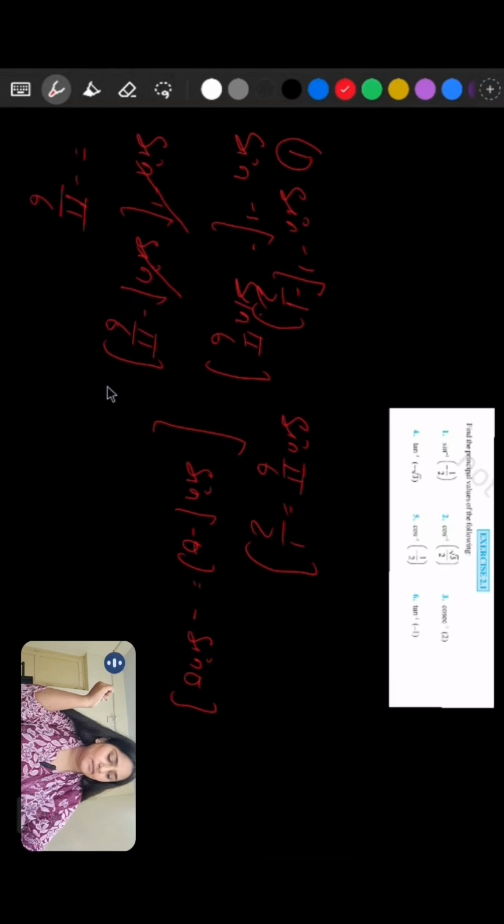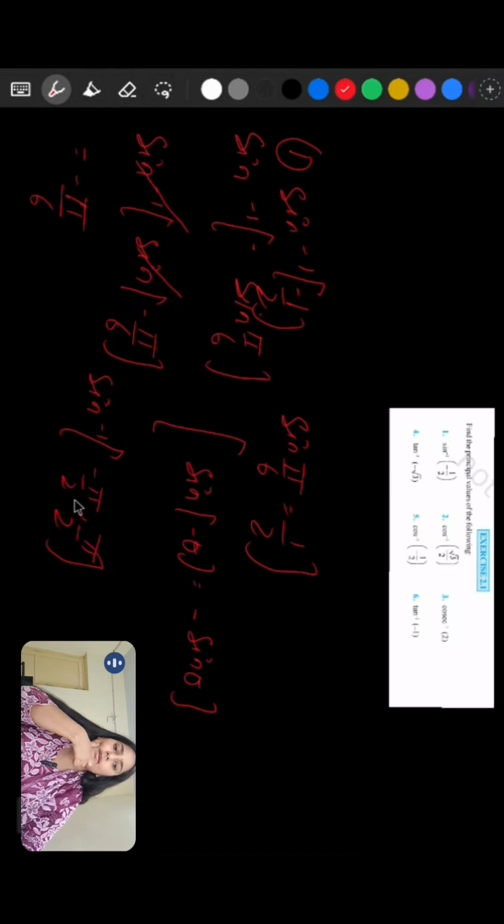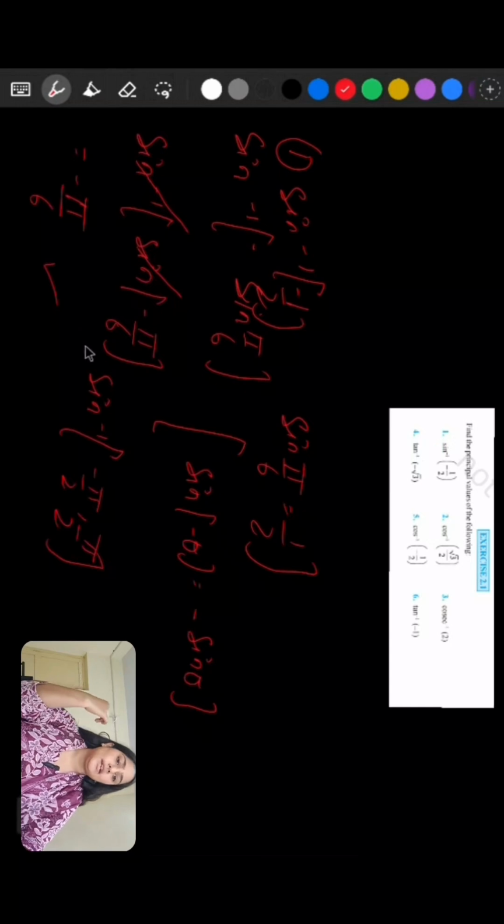And check the range of sine inverse also. Earlier we have written the range, which is minus pi by 2 to pi by 2. So minus pi by 6 comes in between minus pi by 2 and pi by 2. So here is the answer for question number 1. Let's move on to question number 2.